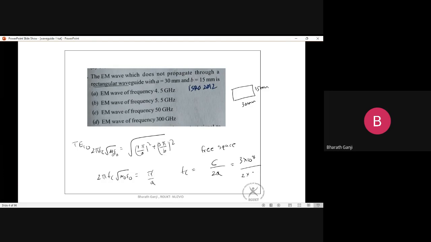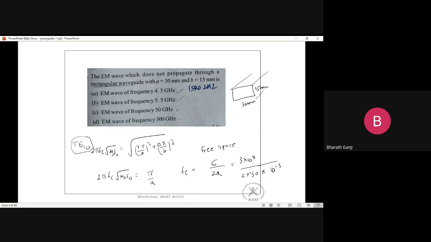I am using the TE10 mode because in a rectangular waveguide the first mode that propagates is the TE10 mode. Right now I want to check whether a TE10 mode can propagate at 4.5 or 5.5 or 50 or 300. So that is what I'm checking. If I know the cutoff frequency, then I can estimate what frequency can propagate and what frequency cannot. Since it is 30 mm, you get 10 to the power of -3 here.